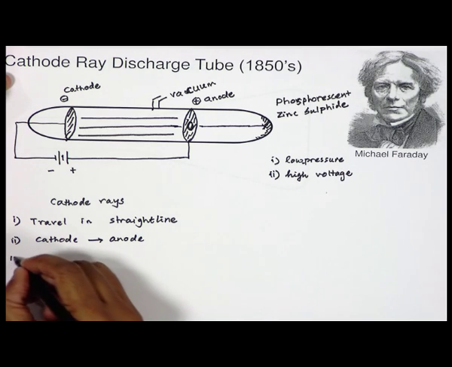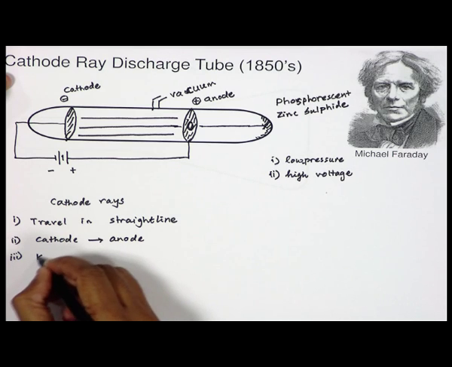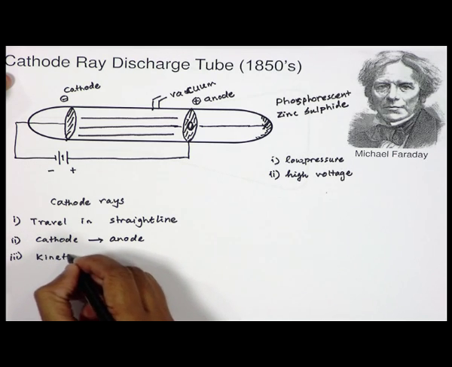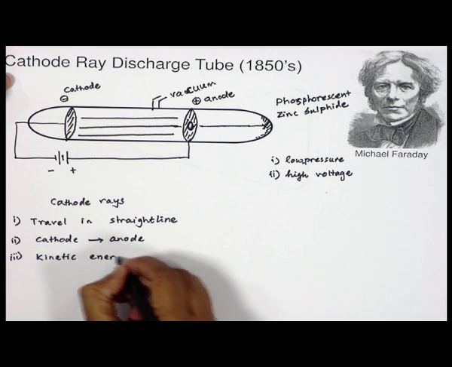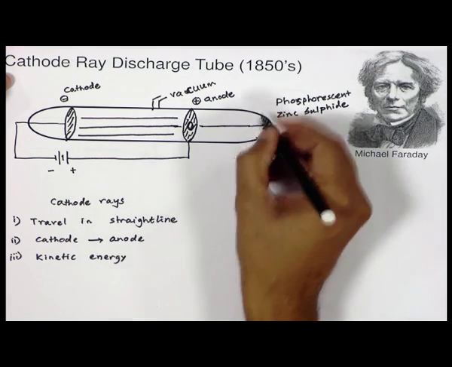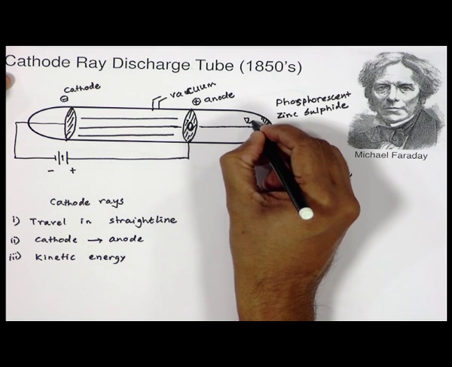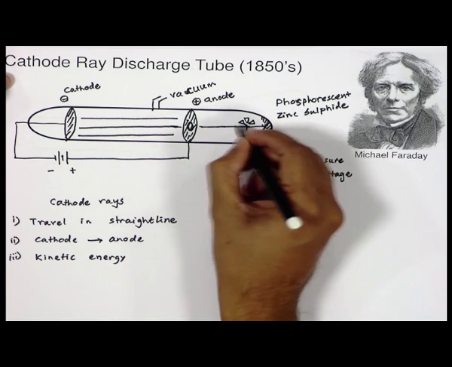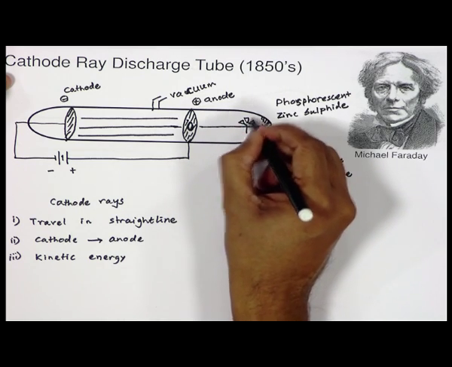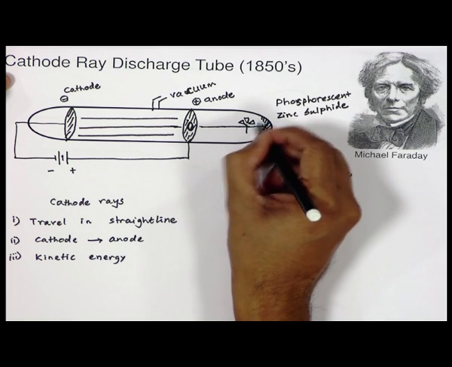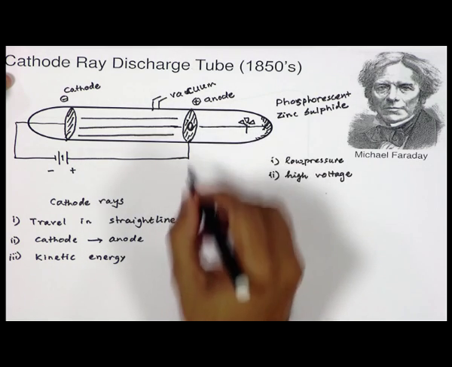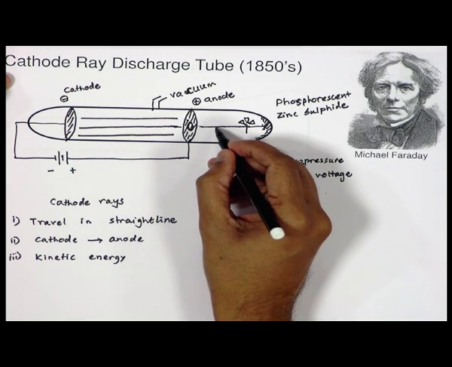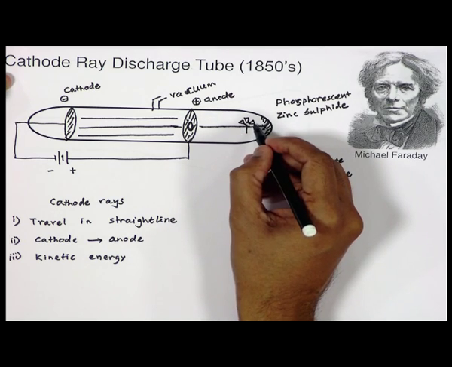And these rays also have kinetic energy. How can we know that? If we can fix a small propeller here, then you can see that these rays will hit this propeller, and the fans will start rotating. So, you would actually convert the kinetic energy of these rays, which are called cathode rays, into mechanical energy.